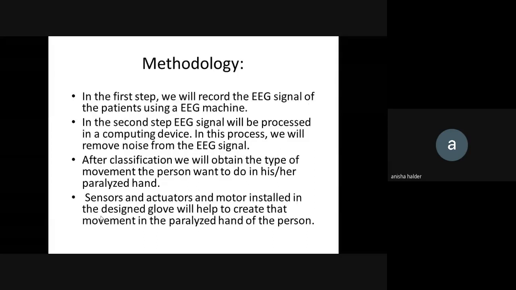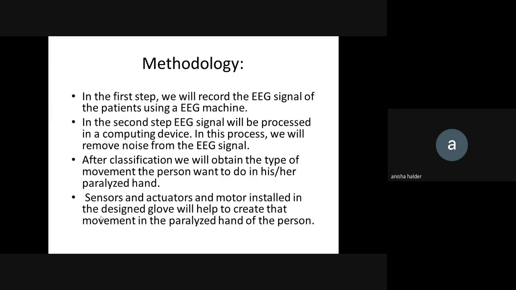The work is very much complicated. Two of my PhD students are doing the same thing, and are very much engaged to fulfill this goal. But I am not going into the major technical details. I am just giving the basic overview of the work. After classification, this part is very much complicated. After classification, we will obtain the type of movement the person wants to make in his paralyzed hand. I am just giving the problem statement and the conclusion. The in-between part has been omitted because it would take much more time to understand.